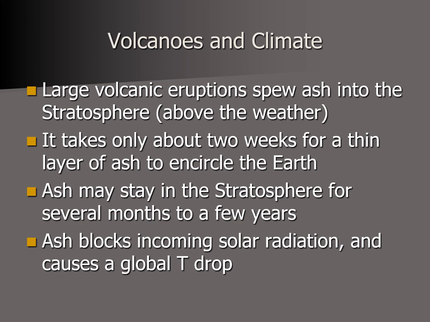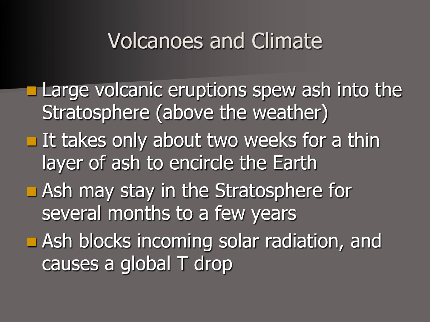So sometimes large volcanic eruptions will send ash all the way into the stratosphere. And why does that matter? Well, it's above the weather, therefore it's not going to just come back down with the next rain. It's going to encircle the entire globe in about 2 weeks, and then it's everybody's volcano. Because its particles are so tiny, they take a very long time to settle down to the surface. So ash may stay in the stratosphere for several months or a few years. And what does this ash do? It blocks incoming solar radiation and causes a global temperature drop. Do we have examples? We do.